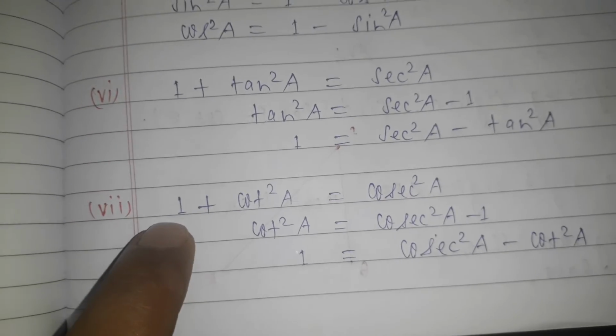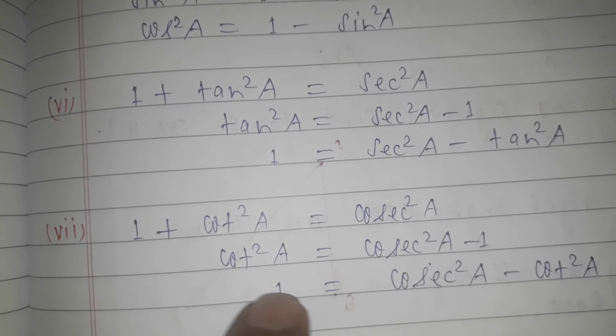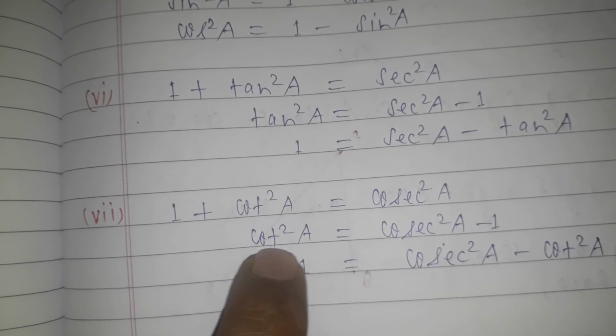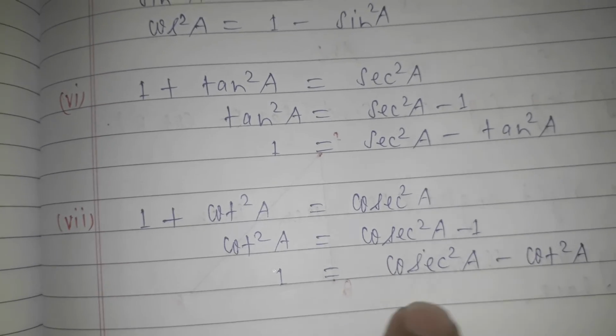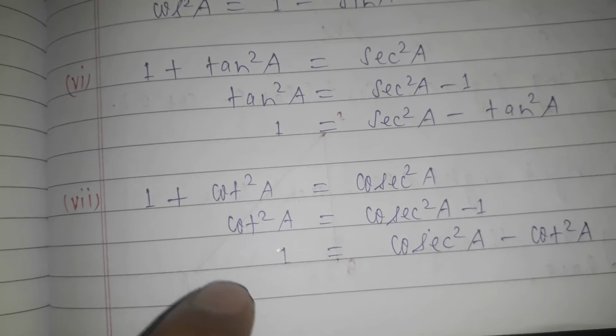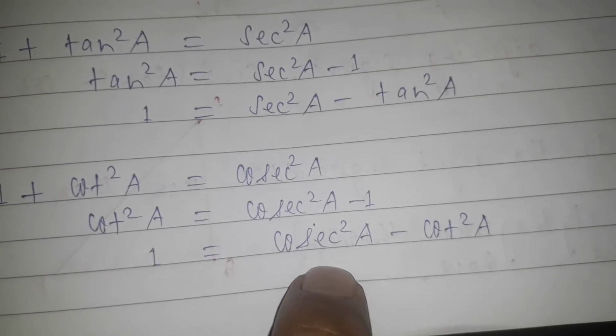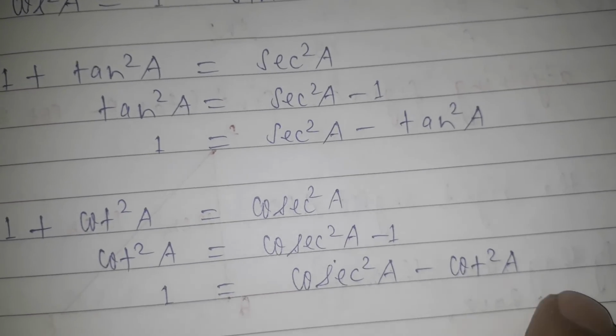Again, 1 plus cot square A equal to cosec square A. We can transfer 1 to this side. It becomes cot square A equal to cosec square A minus 1. Again, we can transfer cot square A to this side. It becomes 1 equal to cosec square A minus cot square A.